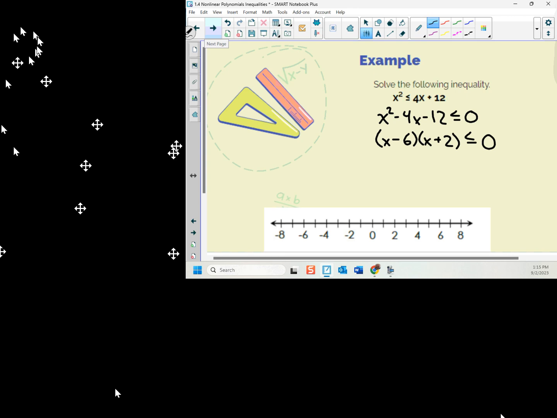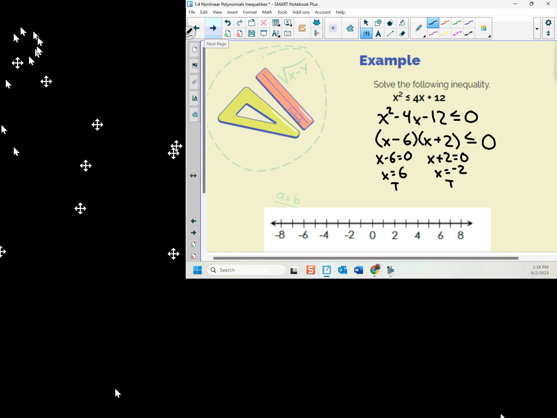Now, where is this true? Where is it equal to? Where are those critical points? Those critical points are when these are 0. So when x minus 6 equals 0, that will make that left side 0 and it'll make it true and it'll make the critical point, just like when x plus 2 equals 0. So really we're talking about x equals 6 and x equals negative 2. And those are both true. Why are they true? Because it's equal to it.